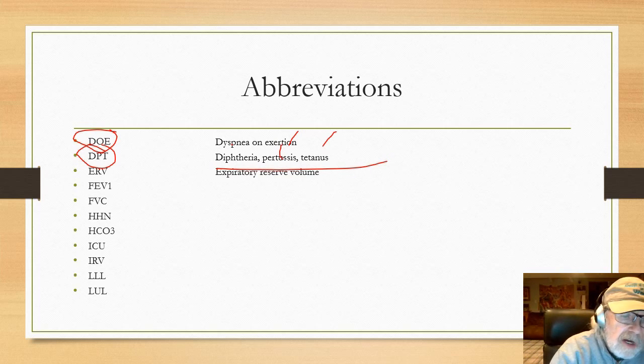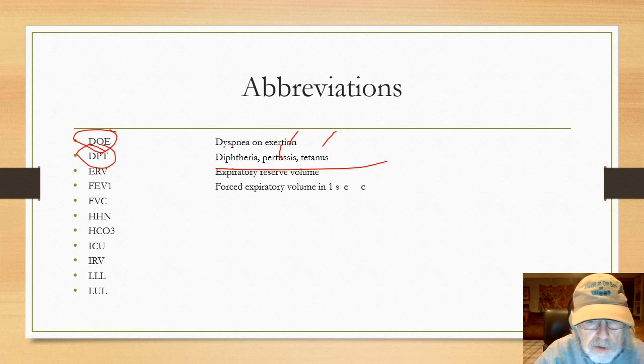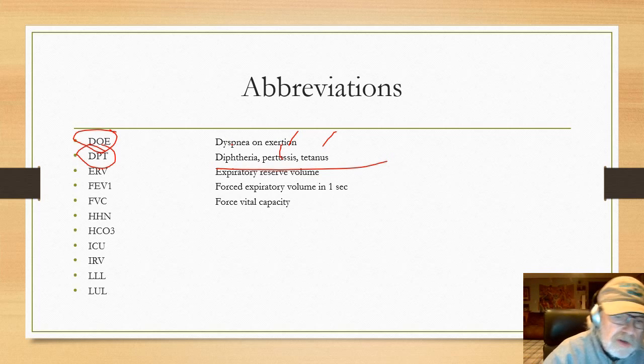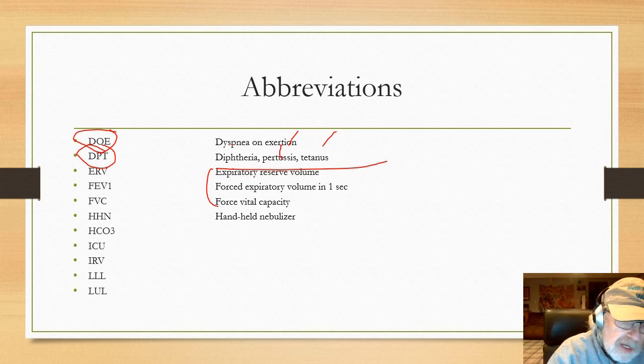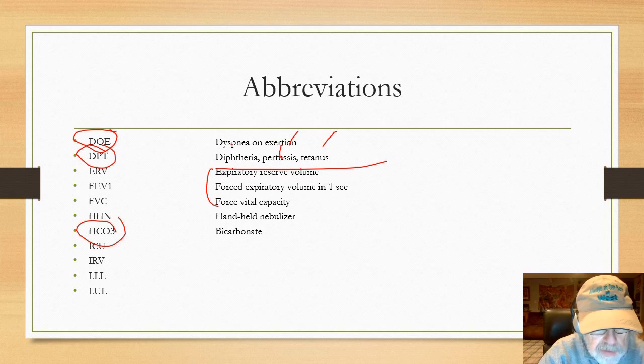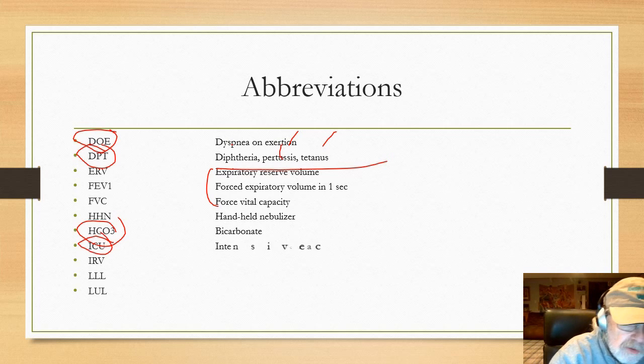ERV, expiratory reserve volume. Again, if you go into respiratory therapy, that's another one. Same thing with FEV1, forced expiratory volume in 1 second. FVC, forced vital capacity. These are all respiratory tech type terms that you might want to know. Handheld nebulizer, also with that. HCO3 means bicarbonate, okay. Bicarbonate is a buffer for acid. ICU we know is intensive care unit, piece of cake.